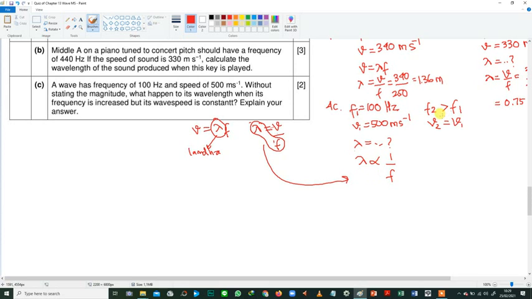So look at the question again. When we increase the frequency, what happens to the wavelength? It's inversely proportional, so you can say the wavelength decreases. And explain your answer: wavelength is inversely proportional to the frequency. That's going to be 2 points.